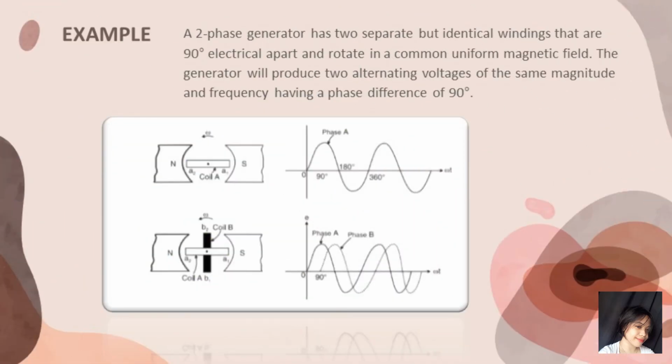For example, a two-phase generator has two separate but identical windings that are 90 degrees electrical apart and rotate in a common uniform magnetic field. The generator will produce two alternating voltages of the same magnitude and frequency having a phase difference of 90 degrees. Ayan, makikita nyo sa image yung two-phase generator.